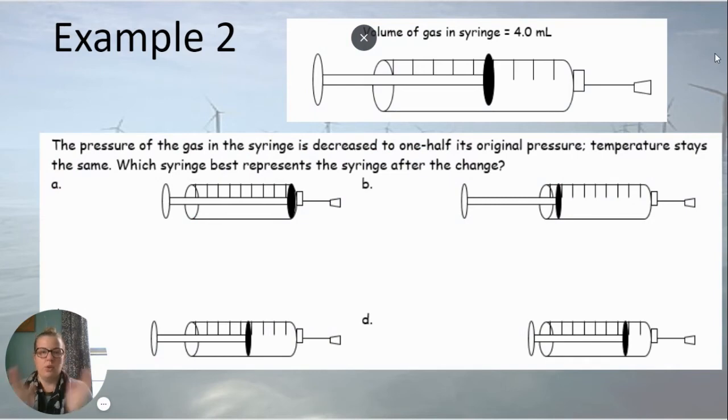Second example, ooh, it's got pictures. Okay, so you've got this syringe that starts at 4 milliliters. The pressure of the gas in the syringe is decreased to 1/2 its original pressure. So this is my first syringe. Temperature stays the same. Which syringe best represents the syringe after the change? And you've got to pick A, B, C, or D.